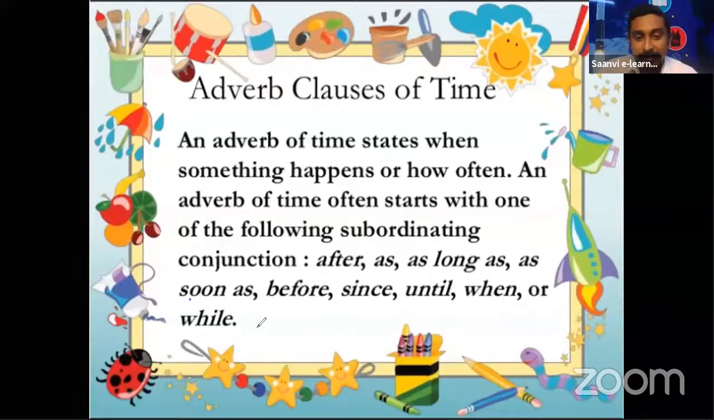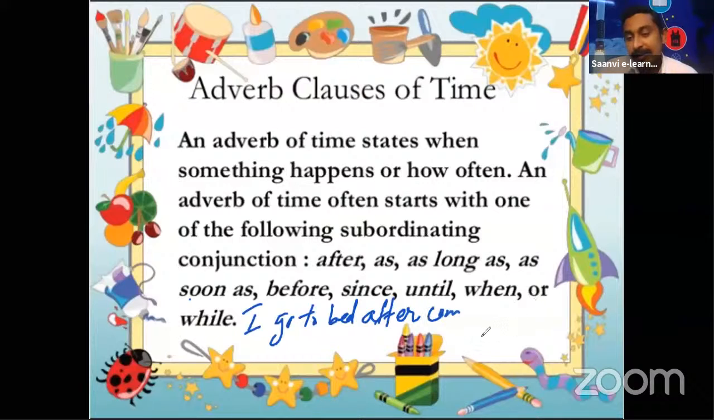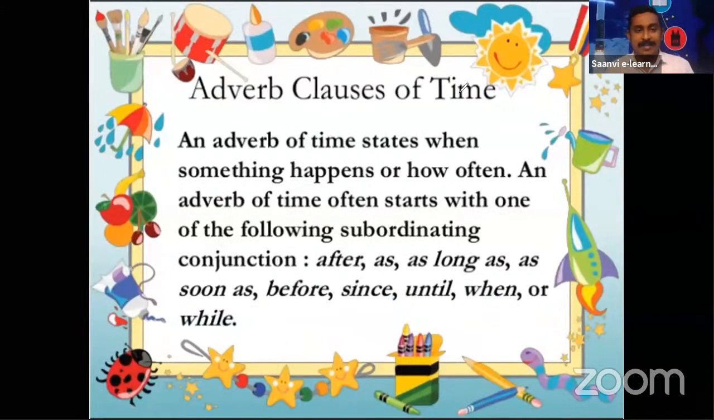Another example. I go to bed after completing my homework. After is a subordinating conjunction. So after completing my homework shows the timing of an action. So it is known as an adverbial clause of time. We will see some examples, don't worry. Let me clear it for you. Okay, let's see the examples.